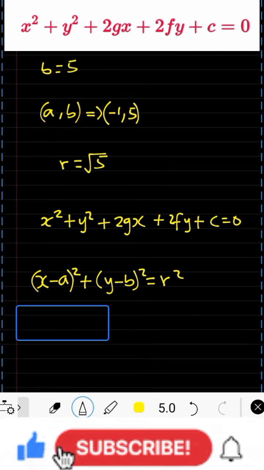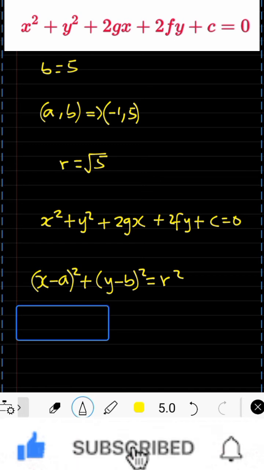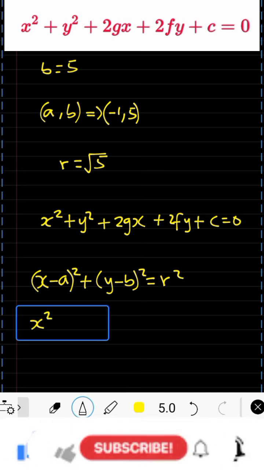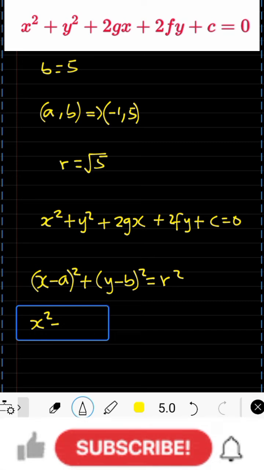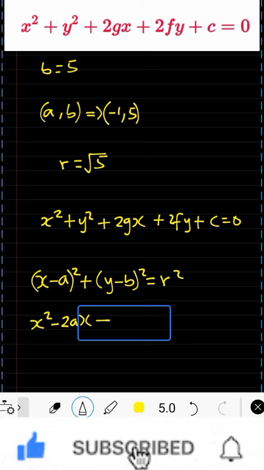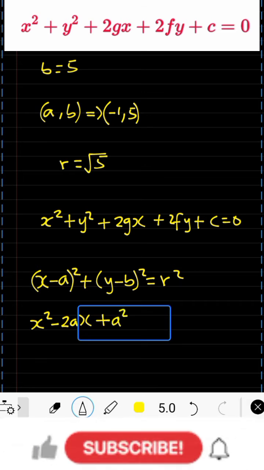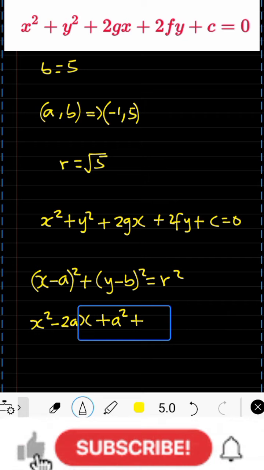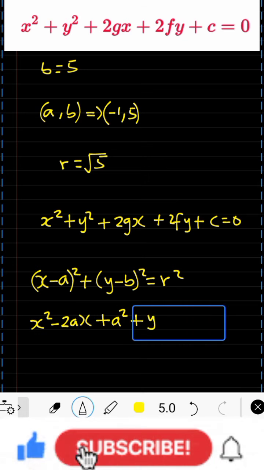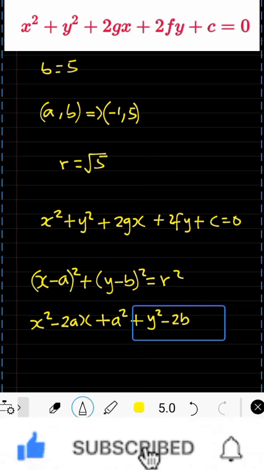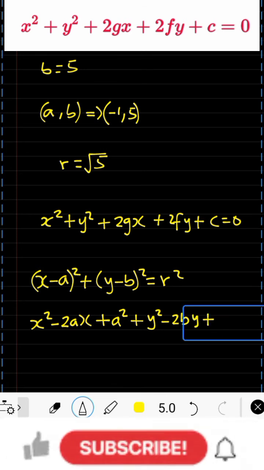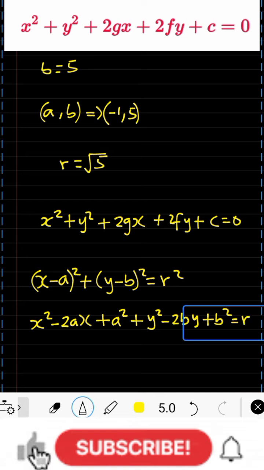We are going to expand the two brackets. x minus a squared is the expansion of a perfect square. It's going to be the first term squared, minus twice the product of the first and the second term, 2ax, then plus the second term squared, a squared. So we have expanded the first bracket. Then y minus b squared is going to be y squared minus twice the product of the first and the second term, and then plus the second term squared. So everything is equal to r squared.